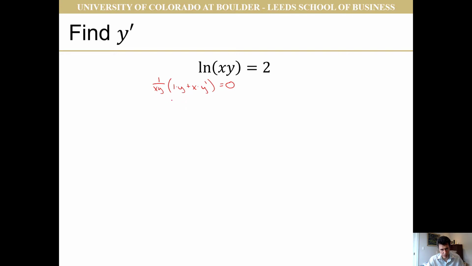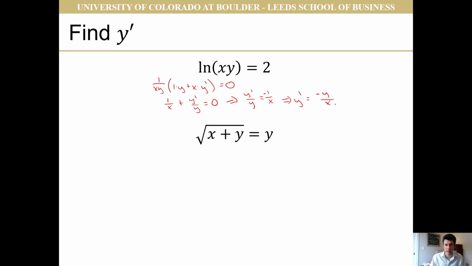Let's multiply through. So y over xy is 1 over x plus y prime over y equals 0. Implies y prime over y equals negative 1 over x, sorry. Implies y prime equals negative y over x.